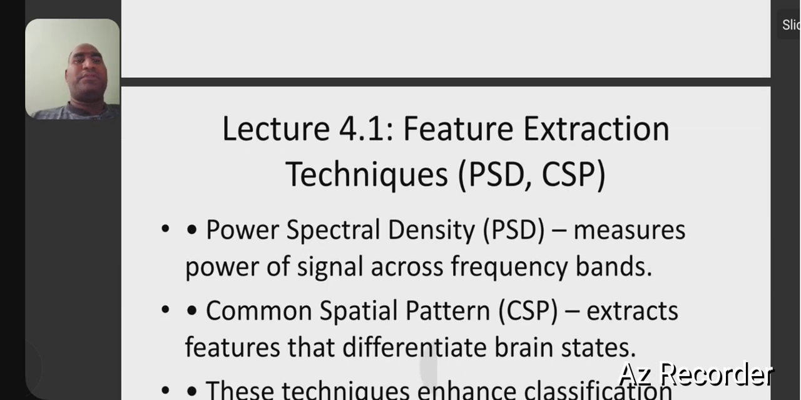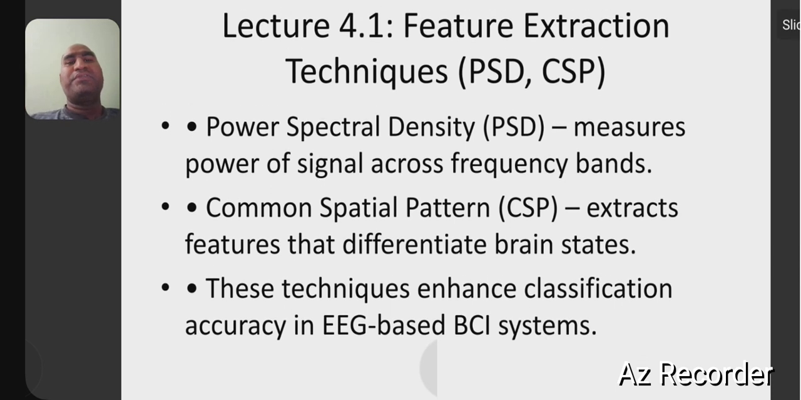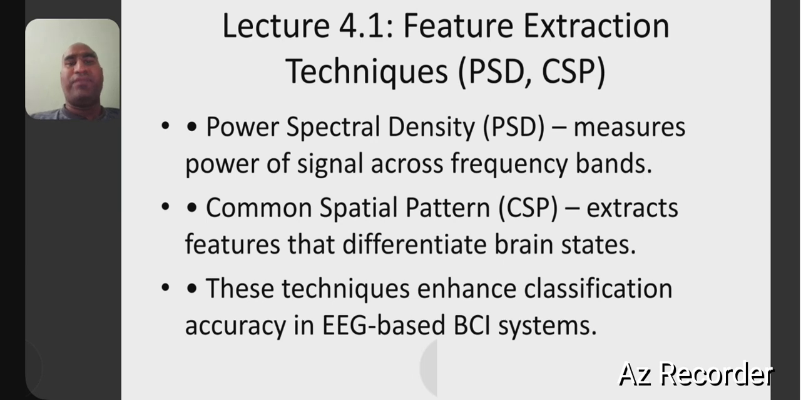In this lecture we will see the feature extraction techniques, and majorly we look at the power spectral density, PSD, and common spatial patterns, CSP. So what is the power spectral density? It measures the power of the signal across the frequency bands. So in different frequency bands, how the power varies, that is power spectral density. It is one of the statistical features which is used for feature extraction as well as classification of these brain signals or brain rhythms or brain waves or EEG signals.